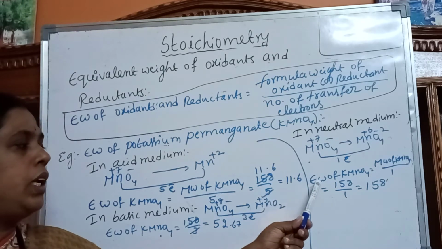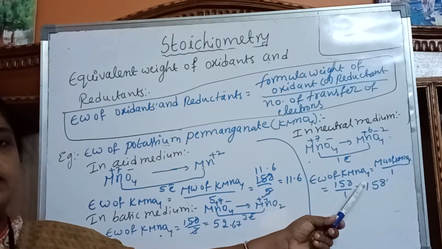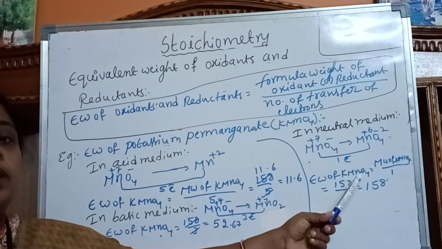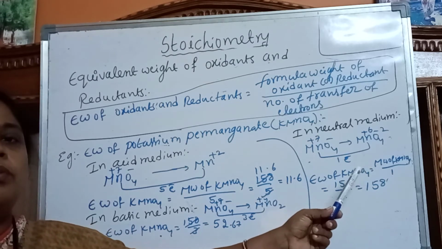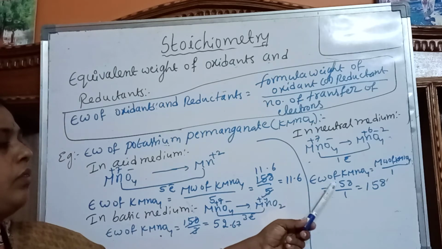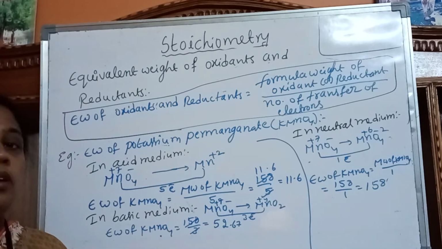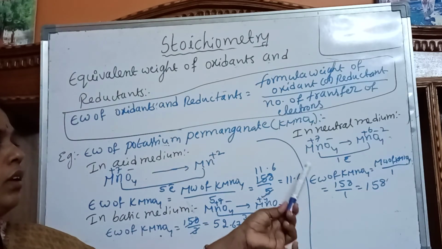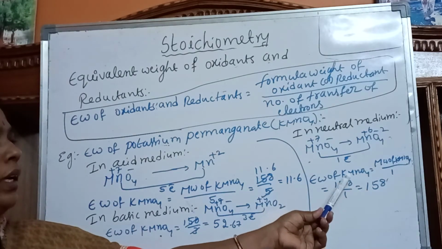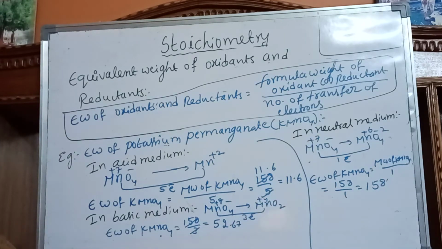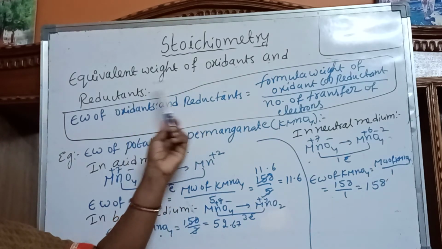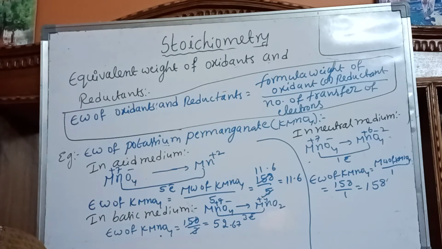Then calculate the equivalent weight of potassium permanganate, which is equal to the molecular weight of KMnO4 by 1. So 158 by 1 is equal to 158. So 158 is the equivalent weight of potassium permanganate in which medium? Neutral medium. So this is about the calculation of equivalent weight of oxidants and reductants, completed. Then go for another topic.